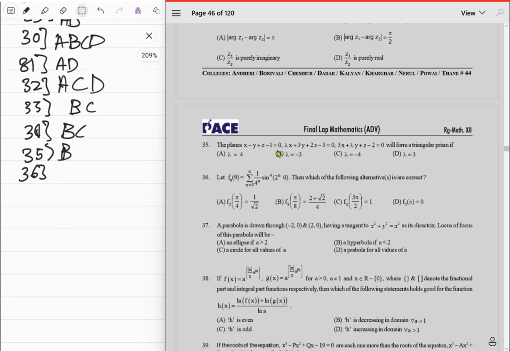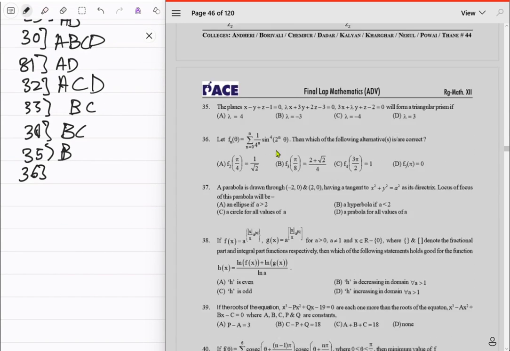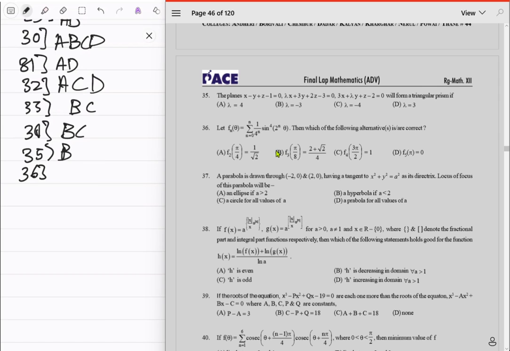If lambda equal to 4 would mean keyboard equal to 0, which makes sense. We'll decide on a single line. Okay, let f_n(theta) be equal to this thing.